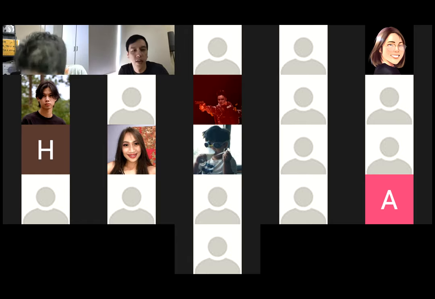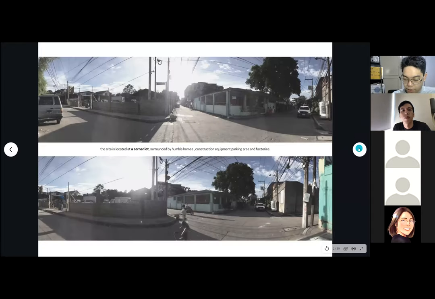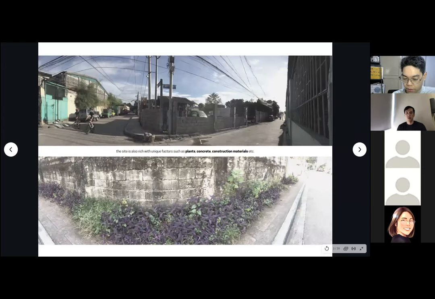Okay sir, can you see it now? This is the corner lot, and these are other angles of my site. Before, there was nothing built on my site, but right now it's used as a parking area and it's under construction. Over here, these are the plants located in the area.